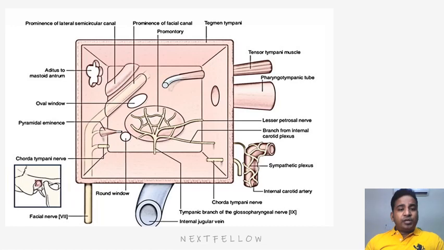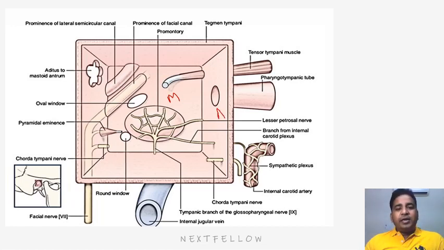So the posterior wall, this wall is the medial wall of the middle ear. Anteriorly, suppose we are looking from this side. This was a diagram looking from this side. So the wall which is coming first in the context is the lateral wall, and the wall which is facing towards the inner ear is the medial wall.